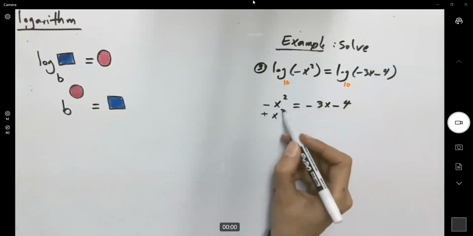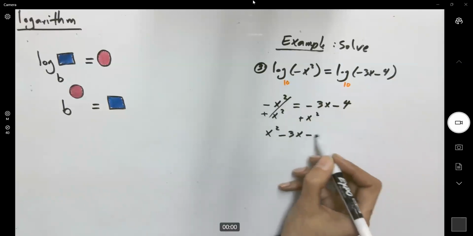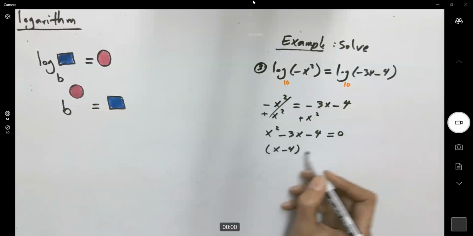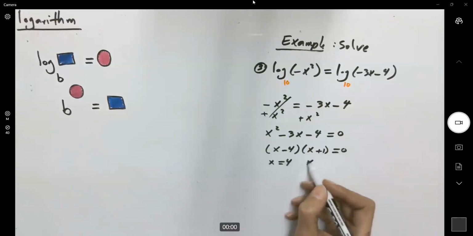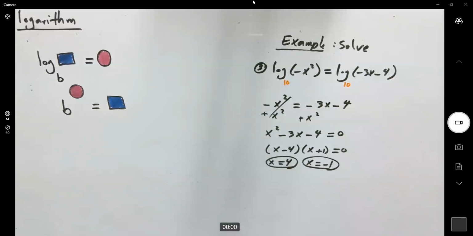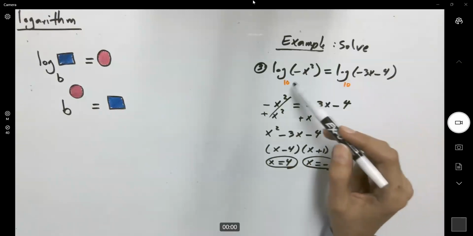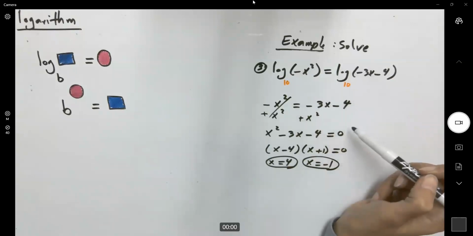So we're going to add x squared to both sides. So you get x squared minus 3x minus 4 equal to 0. The same process. x minus 4 times x plus 1 is 0. So x is 4 and x is negative 1. Very good. So which one is acceptable? When it comes to log, we should be careful. You have a log of negative x squared and you have log of negative 3x minus 4.